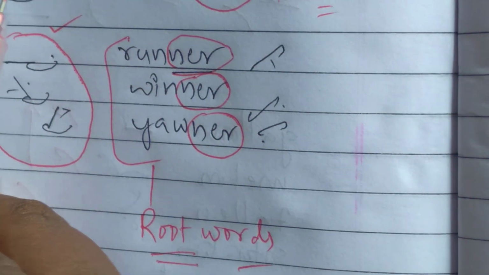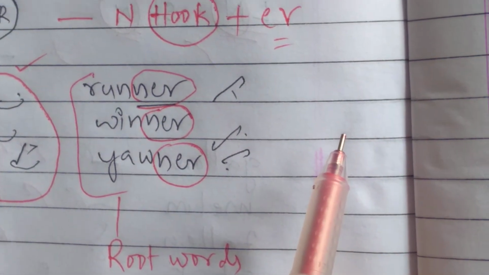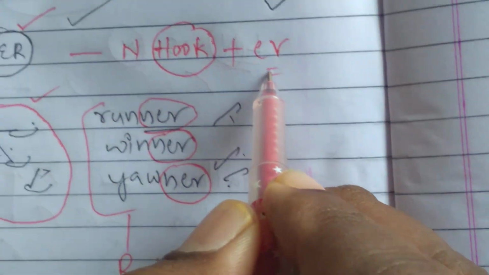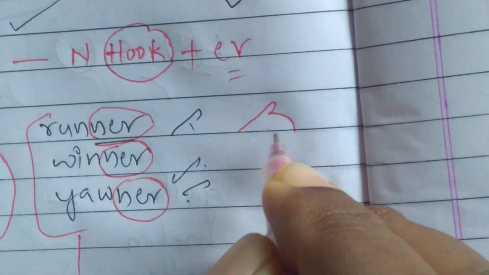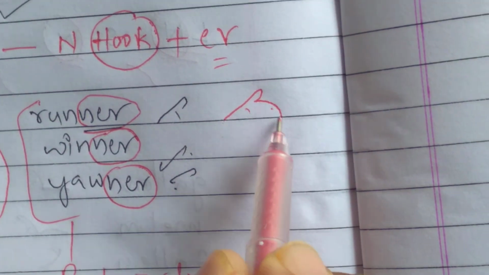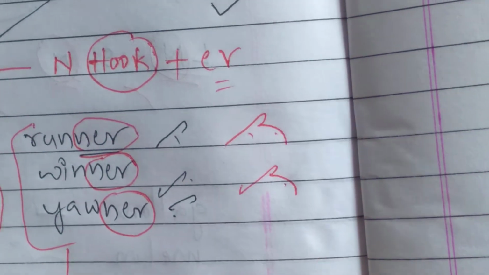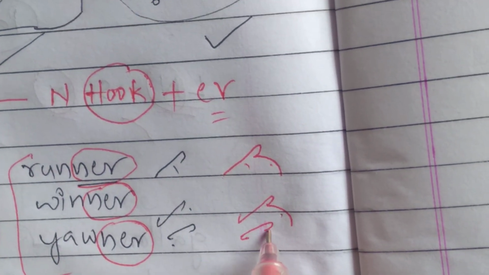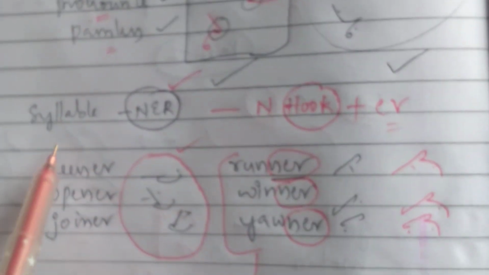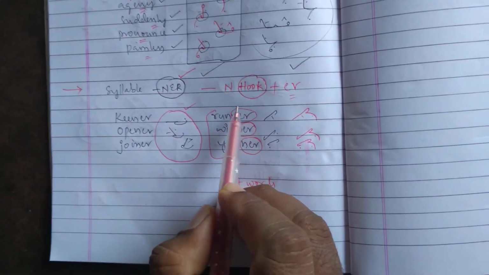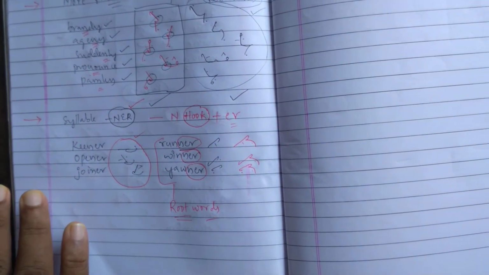How can you add the syllable ner to these strokes? That's why what Pitman is indicating to us is that you have to write the n hook and add r. How is it possible? Run and r like this, just add a downward r. Winner: win plus r, winner. Yarner: yarn plus r, yarner. Like this you can follow the syllable ner, and you can also follow n plus r here. Both are there for understanding, so don't get confused here.